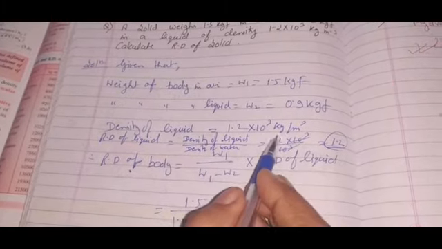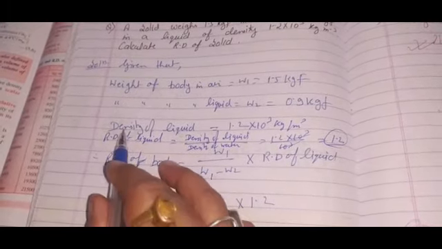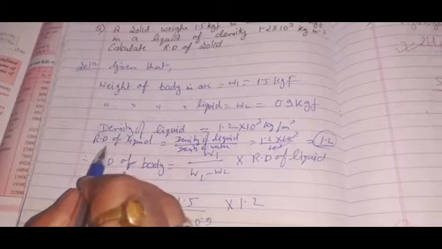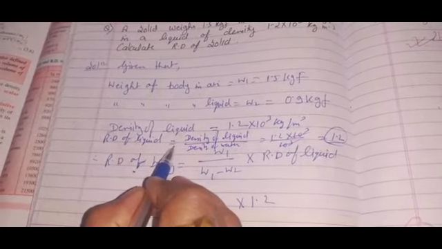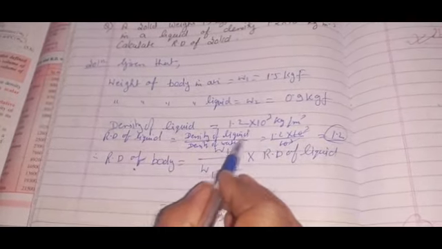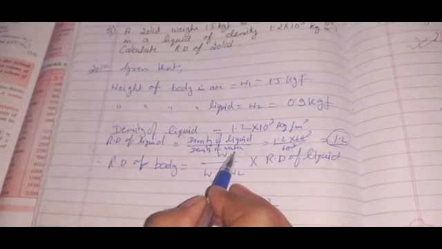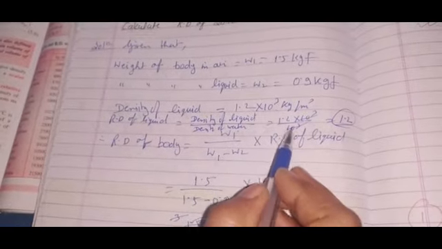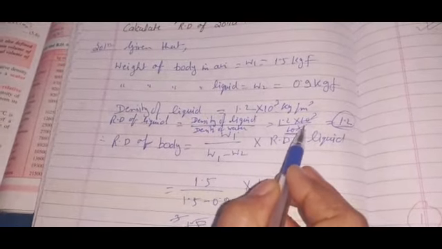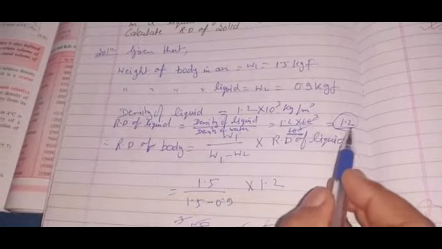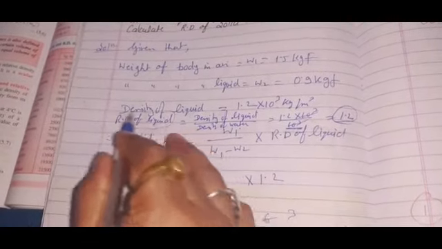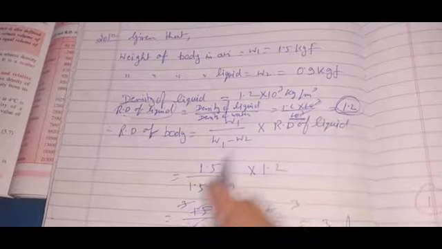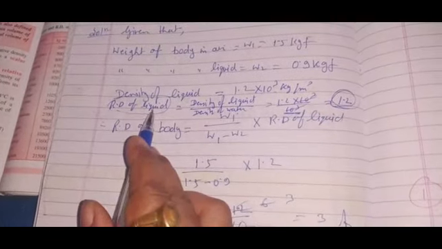But in the formula we need the relative density of the liquid, not the density of the liquid. So here I have calculated the relative density of the liquid, which is the density of the liquid divided by the density of water. The density of the liquid is 1.2 into 10 to the power 3, this is given, and we know that the density of water is 10 cube. So 10 cube cancelled. Overall, the relative density of the liquid is 1.2. Okay.